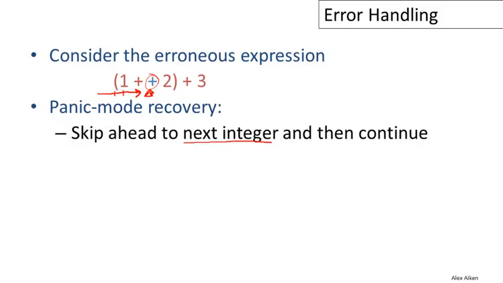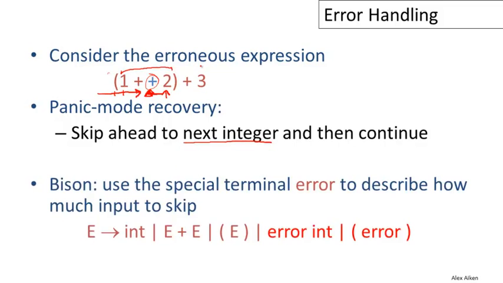So it would just throw away the plus in this case, and then it would restart here at the 2, expecting to see another integer, trying to finish off this expression, and it would treat that as 1 plus 2, and then the parentheses would match, and the rest of the expression would parse just fine.